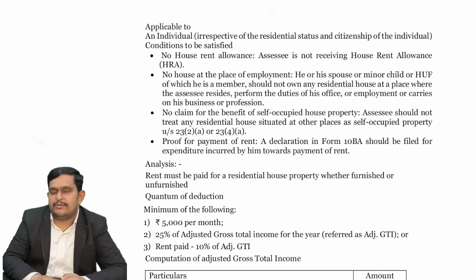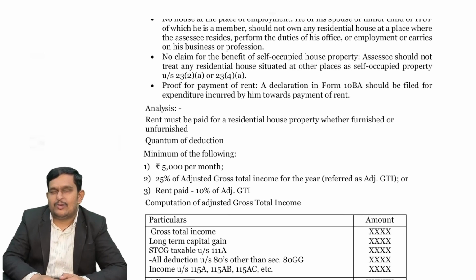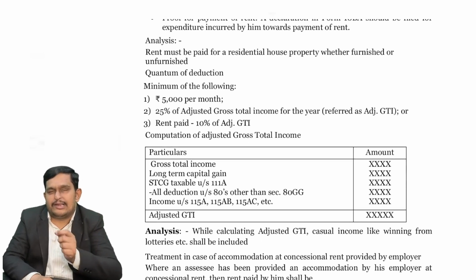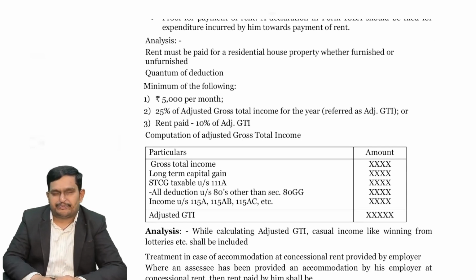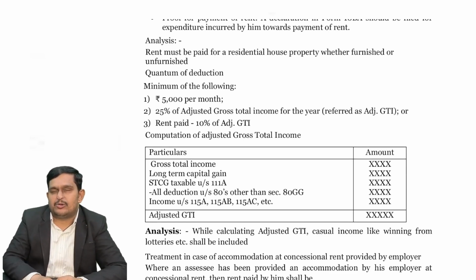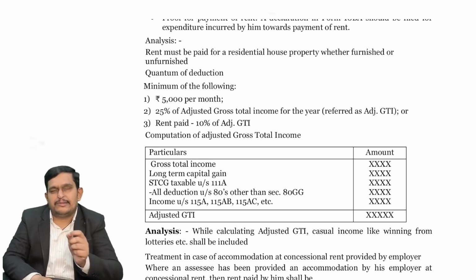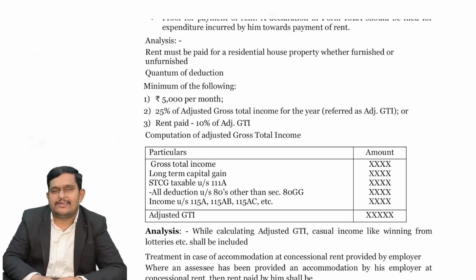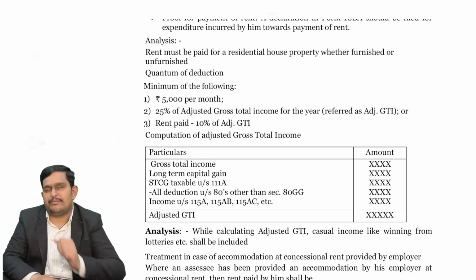First, 5,000 per month. Second, 25% of adjusted total income. Third, rent paid minus 10% of adjusted total income. Again repeating, the least of the three is allowed as deduction.